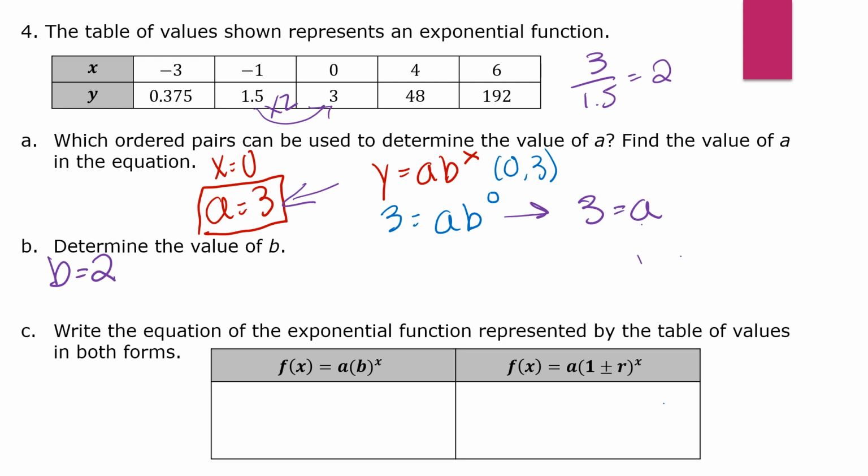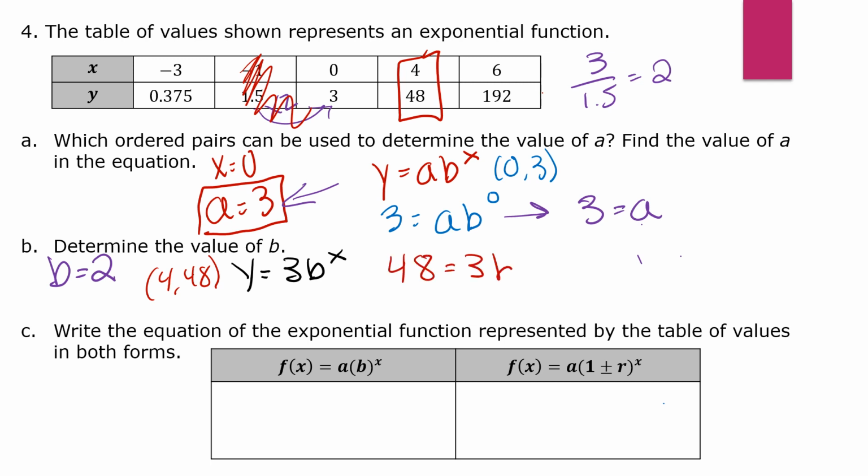Another way we can do this, say I didn't have this point right here and they still want me to find B. We know what A is. Right now my function is y equals 3 B to the x. We could plug in another value, like the point 4, 48 for x and y and solve for B. So I'm going to do 48 equals 3 B to the 4th power.